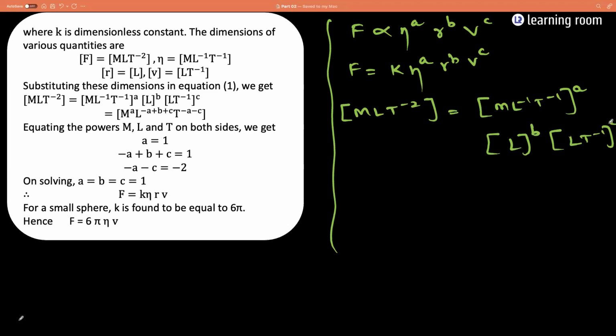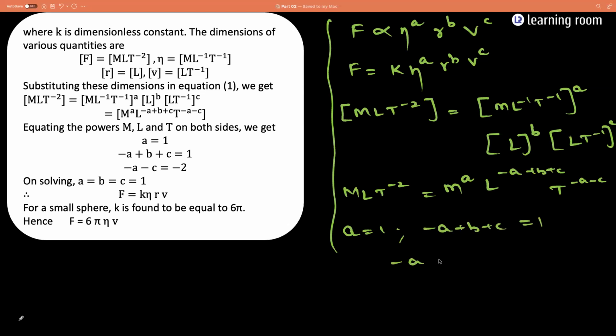Okay. So having all these points in mind, what we can say is MLT minus 2 is equal to M power A, L power minus A plus B plus C and T power minus A minus C. Then A is equal to 1, minus A plus B plus C is equal to 1, minus A minus C is equal to minus 2.